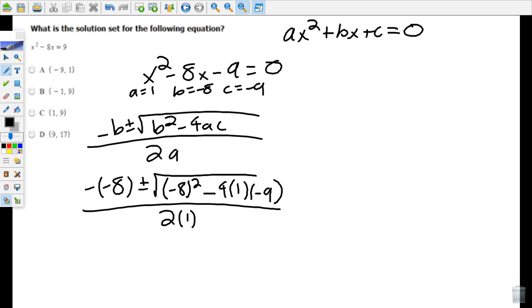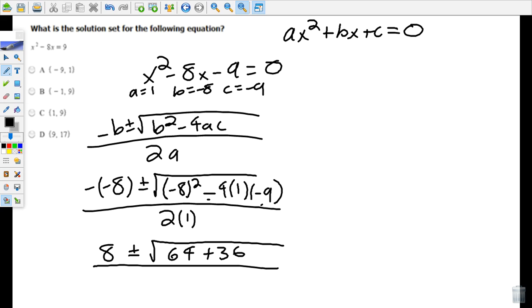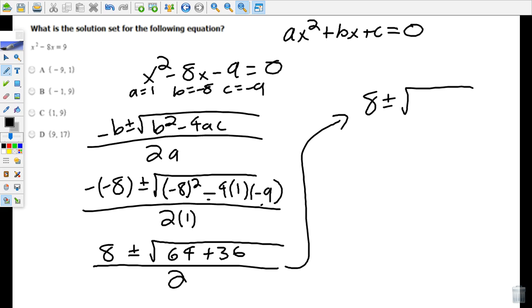Now I'll clean it up a bit. The negative 8 becomes a positive 8. We'll have the square root. Negative 8 squared is a positive 64. And then 4 times 1 times negative 9 will be a negative 36, which with the minus becomes plus 36. So be careful about the minus and the negative number becoming a plus number. Your calculator will give you that if you're careful about it. And 2 times 1 is 2. So if we add the 64 and 36 together, this will become 8 plus minus the square root of 64 plus 36, 100, all divided by 2.